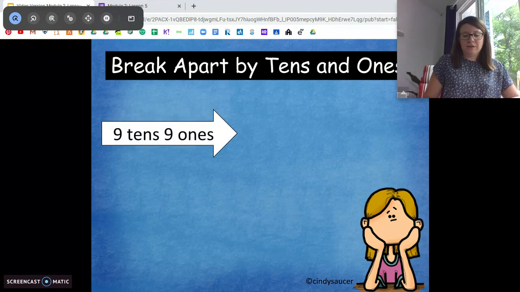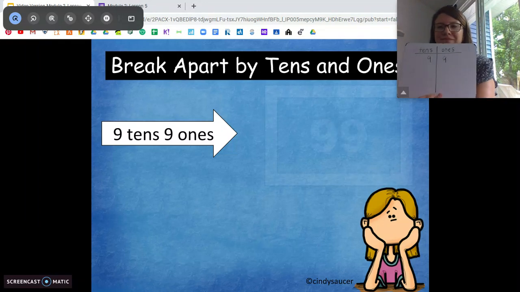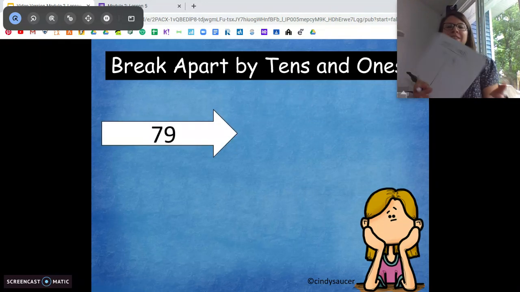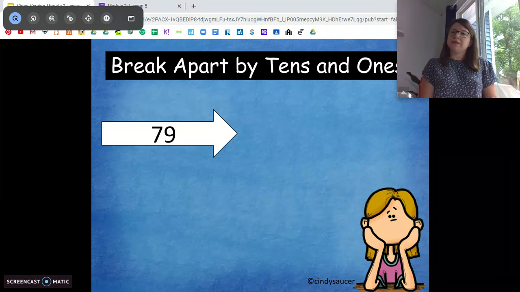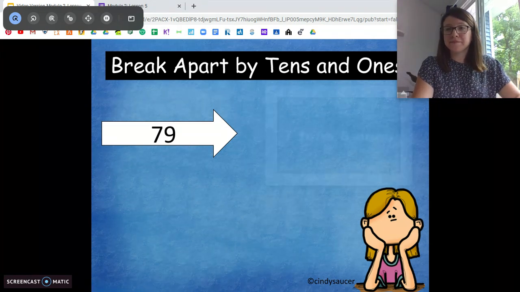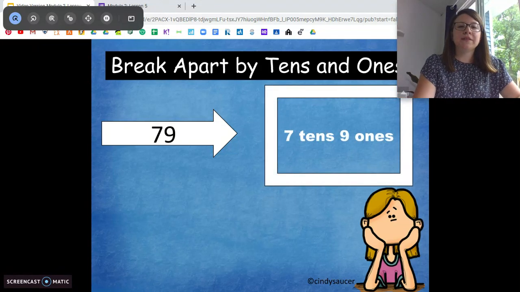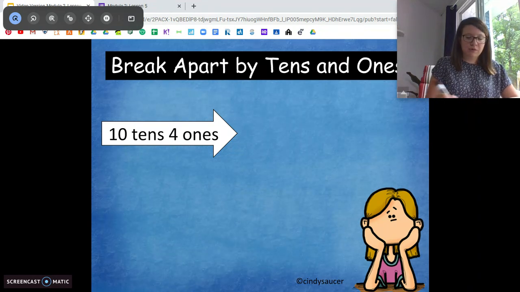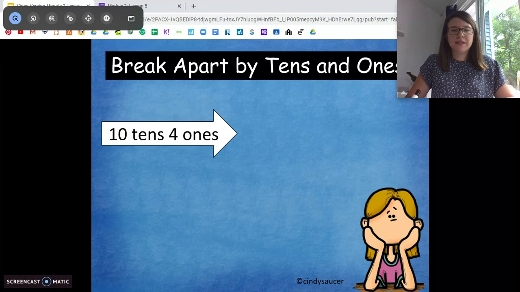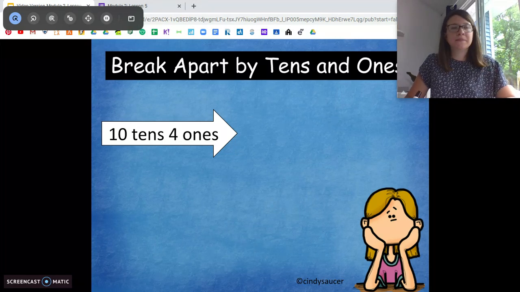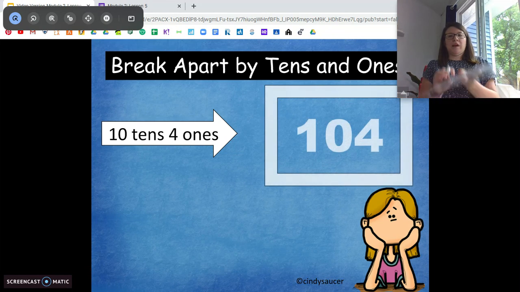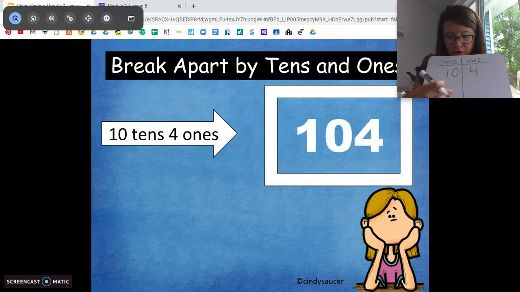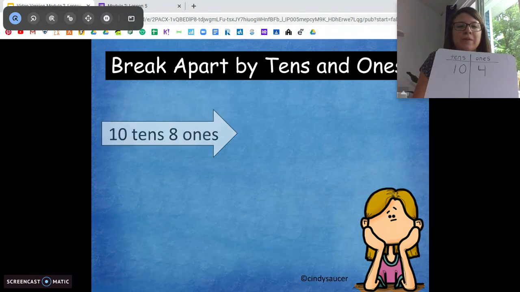9 tens, 9 ones. Ooh, what number is that? 99. Good job. 79. How many tens? How many ones? 7 tens, 9 ones. Awesome job. Let's keep going. Ooh, tricky one. 10 tens, 4 ones. What number is that? I'm going to write that in my place value chart. 10 tens, 4 ones. That number is 104. If you look at your place value chart, we have 10 tens, 4 ones. 104. Awesome.